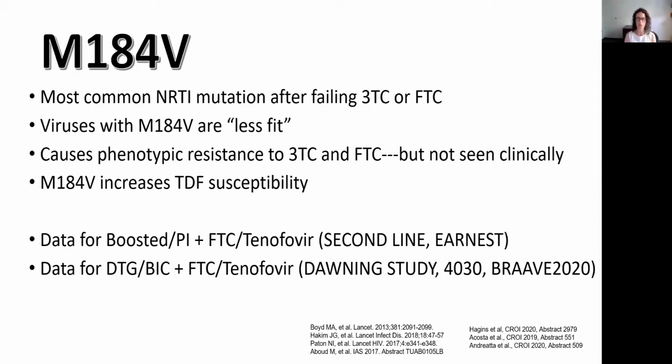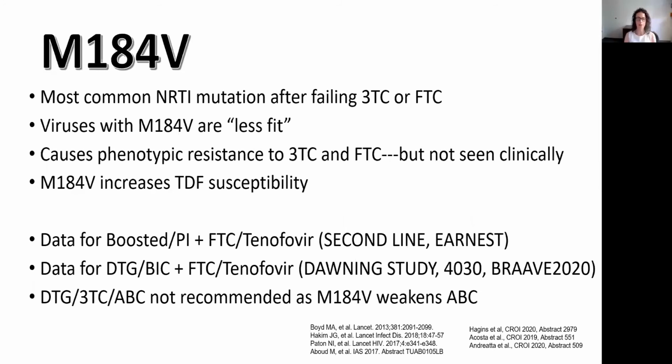And then the 4030 study and the BRAVE 2020 study were much more recent studies presented at CROI that showed that in patients who were virologically suppressed but had a history of M184V, switching them to either a dolutegravir or bictegravir regimen maintained virologic suppression even in the face of an M184V. So we're going to talk about the DAWNING study more, and we'll talk about the 4030 study.